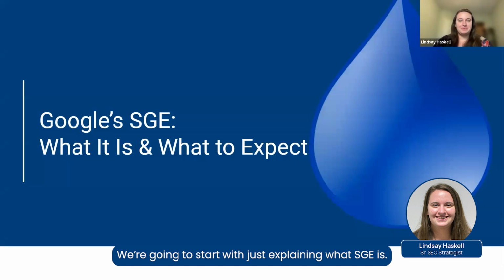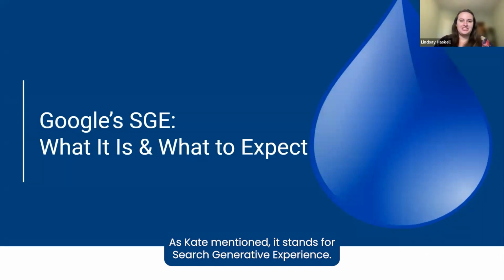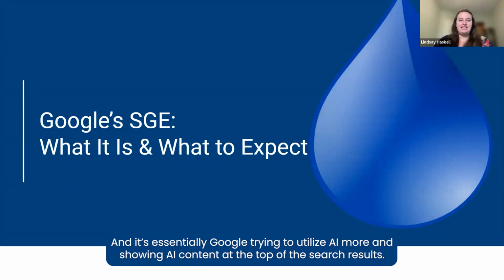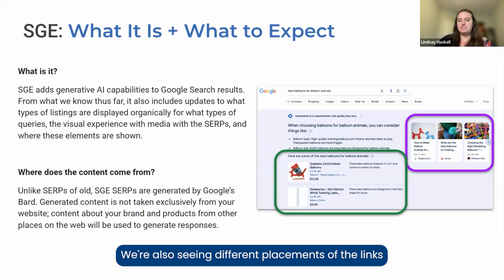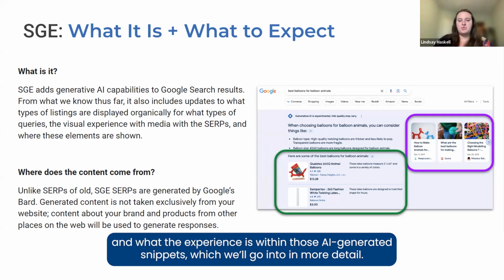To start with, just explaining what SGE is. As Kate mentioned, it stands for Search Generative Experience, and it's essentially Google trying to utilize AI more and showing AI content at the top of the search results. We're also seeing different placements of the links and what the experience is within those AI-generated snippets, which we'll go into in more detail.